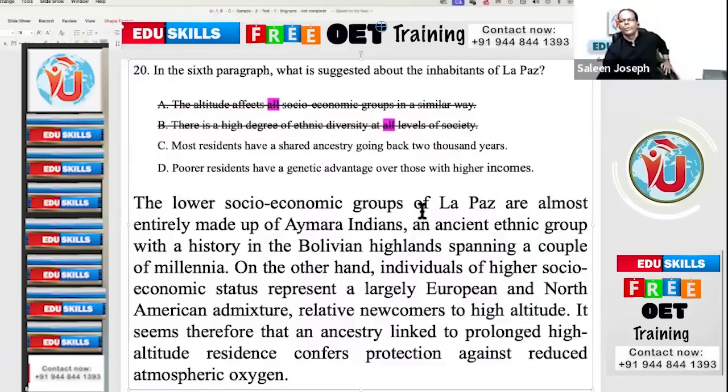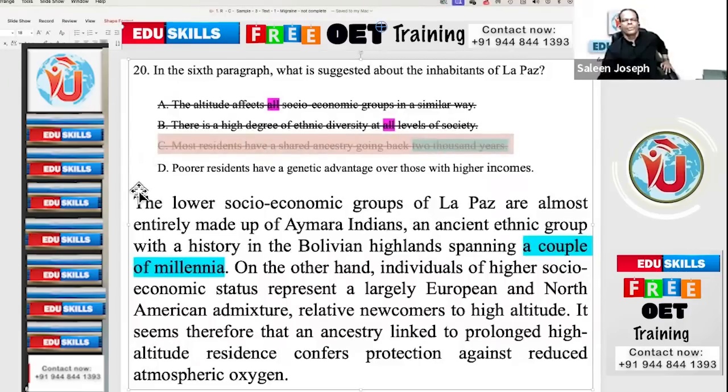The lower socioeconomic groups of Lepers are almost entirely made up of Amerindians, an ancient ethnic group with a history in the Bolivian highlands spanning a couple of millennia. And in the C option, what is that? 2000 years. Time expression. Are they same? No. So there itself, from the very first sentence, you can eliminate the third option.